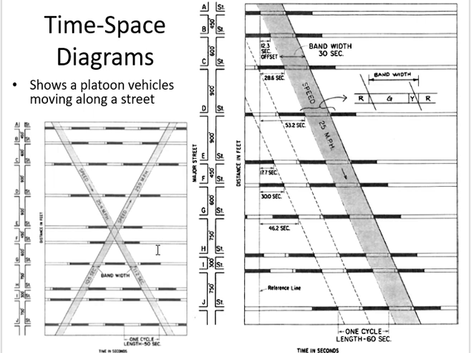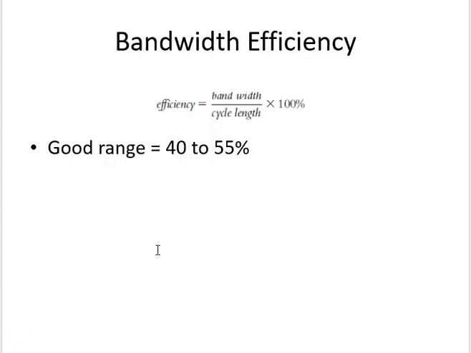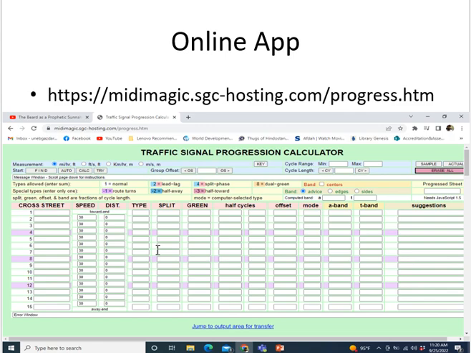Clear? So you draw it and then you will plot these two lines. The first line starting from the green, the last line starting from the end of red, like this. And you can then measure the bandwidth as well. Clear? Now in the question they are asking for a reference line.